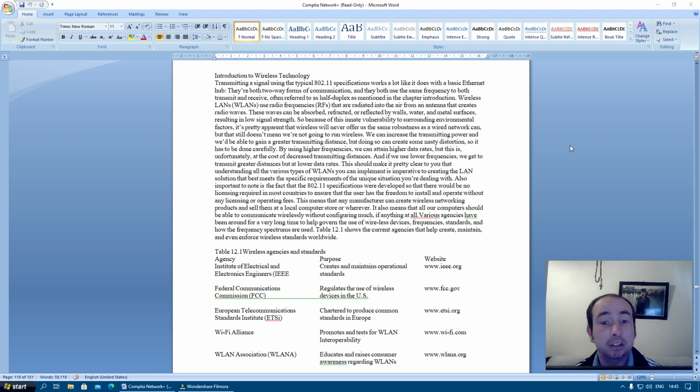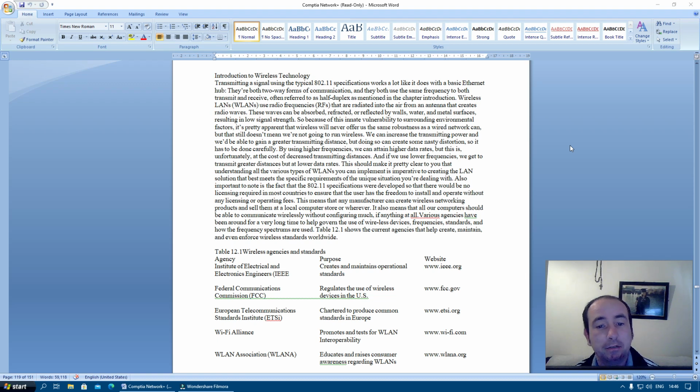So because of this innate vulnerability to surrounding environmental factors, it's pretty apparent that wireless will never offer us the same robustness as a wired network can. But that still doesn't mean we're not going to run wireless. We can increase the transmitting power and gain a better transmitting distance, but that can create some nasty distortion, so it has to be done carefully.